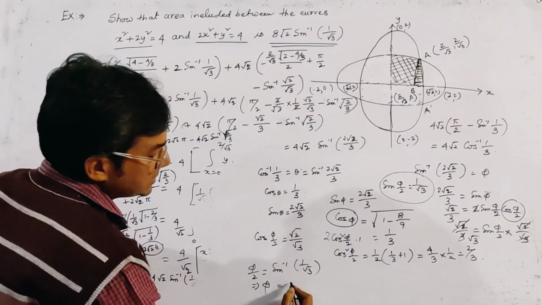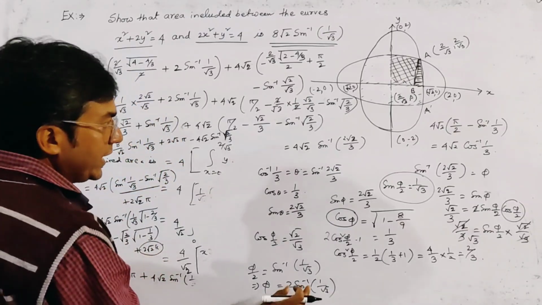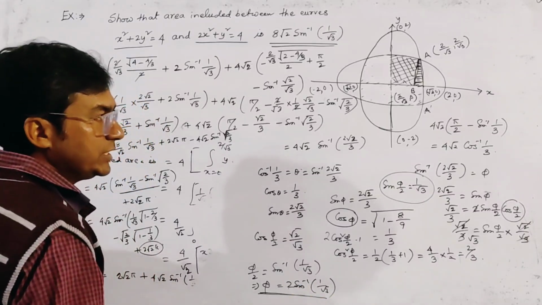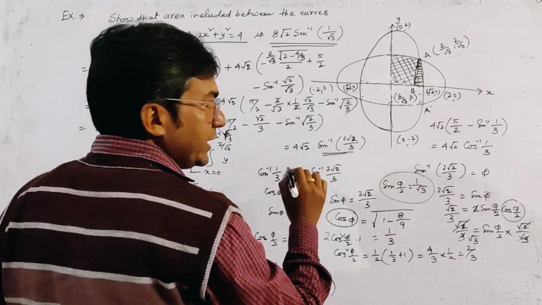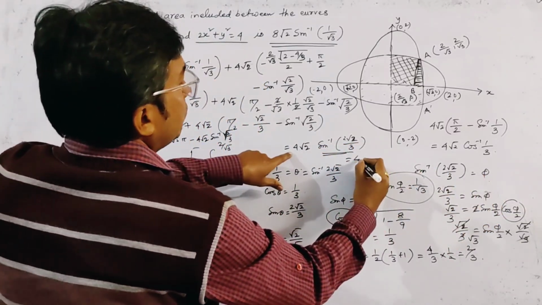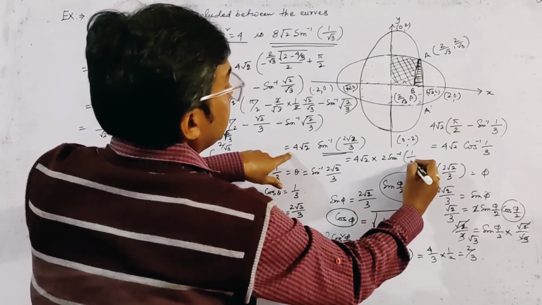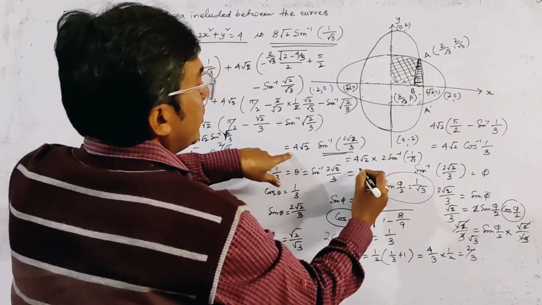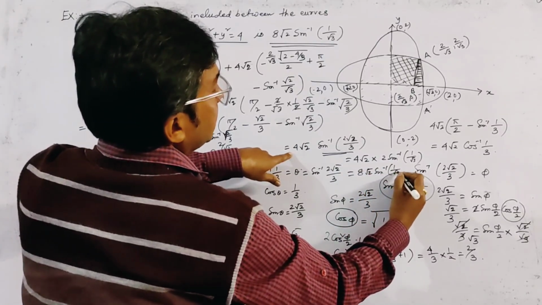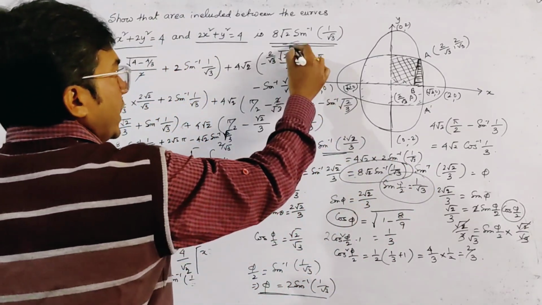That is phi equal to 2 into sine inverse 1 by root 3. Okay, and now putting the value of phi, phi means 2 into sine inverse 1 by root 3, we put here the value of phi. This is 4 root 2 into 2 into sine inverse 1 by root 3. So our final result is 8 root 2 into sine inverse 1 by root 3, and this is our final answer, and this is our required answer also.